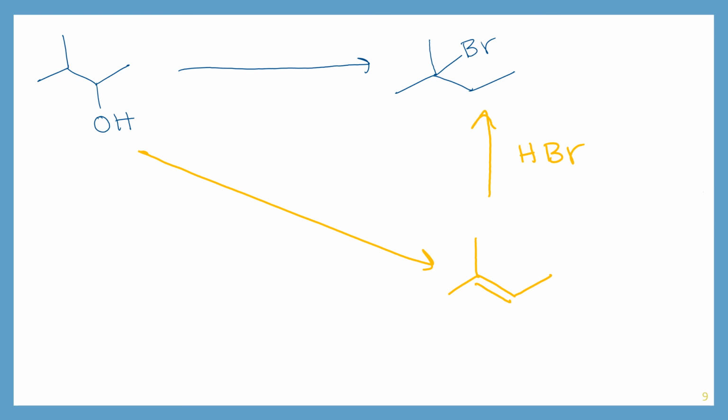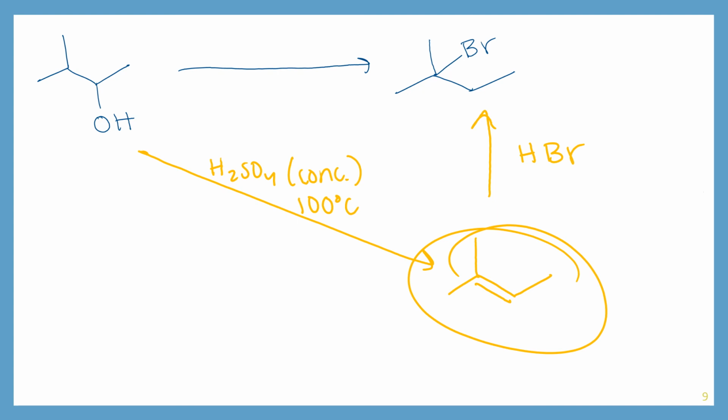That was the previous chapter. That's acid catalyzed dehydration. So we can add something like concentrated sulfuric acid and heat it up, maybe to like 100 degrees or something. That would give us our alkene, and then adding in hydrobromic acid would give us our tertiary alkyl halide.